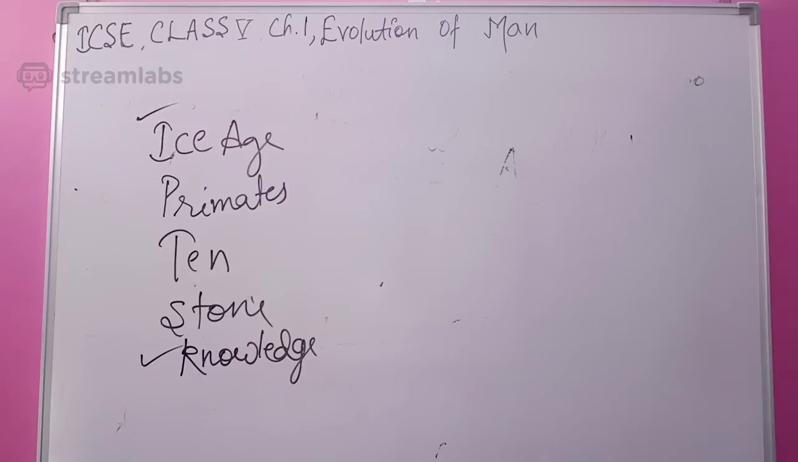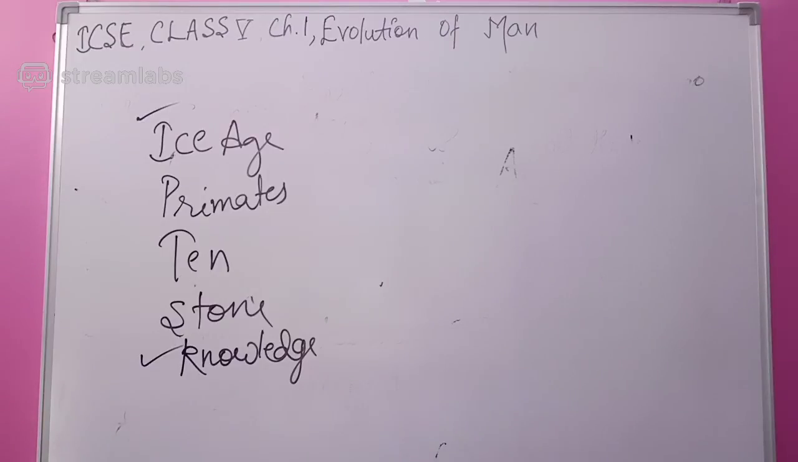Third point is evolution. The way in which living things change and develop over millions of years, meaning the process of change or development in years. The fourth word is primate, P-R-I-M-A-T-E. A primate is a member of the most developed and intelligent group of mammals, including humans, monkeys, and apes. Next word is flexible. Flexible means able to be changed easily according to the situation.